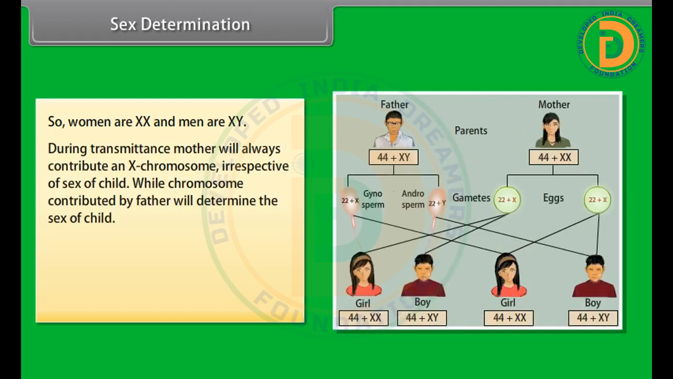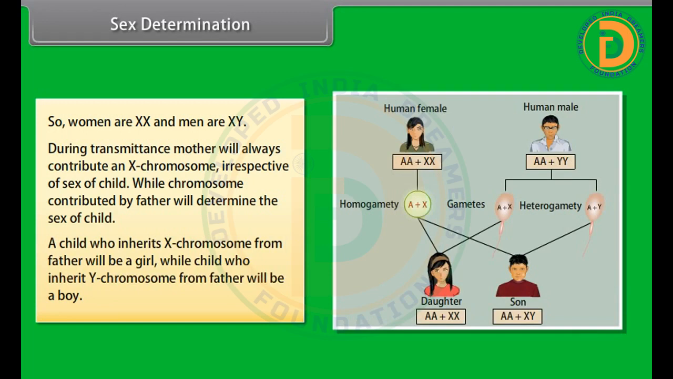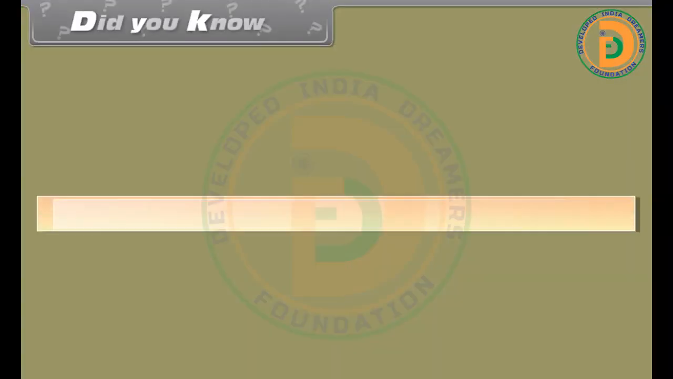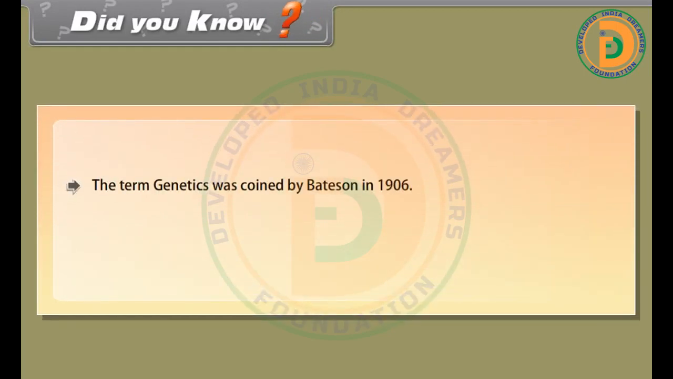During transmittance, the mother will always contribute an X chromosome irrespective of the sex of the child, while the chromosome contributed by the father will determine the sex of the child. A child who inherits an X chromosome from the father will be a girl, while a child who inherits a Y chromosome from the father will be a boy. Did you know the term genetics was coined by Bateson in 1906? Mendel is known as the father of genetics.